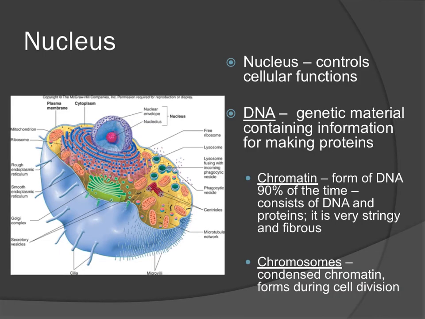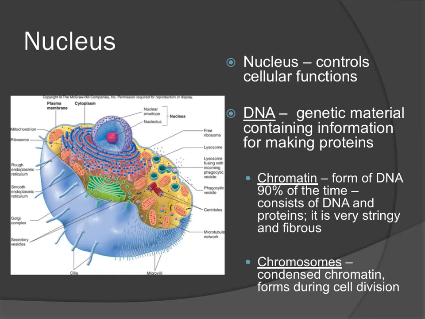Next, we get into the nucleus. The nucleus controls cellular functions. Now, the function of the nucleus, of course, is to also maintain the integrity of the genes and control activities of the cell. So we find our DNA here. This is our genetic material containing information for making proteins.